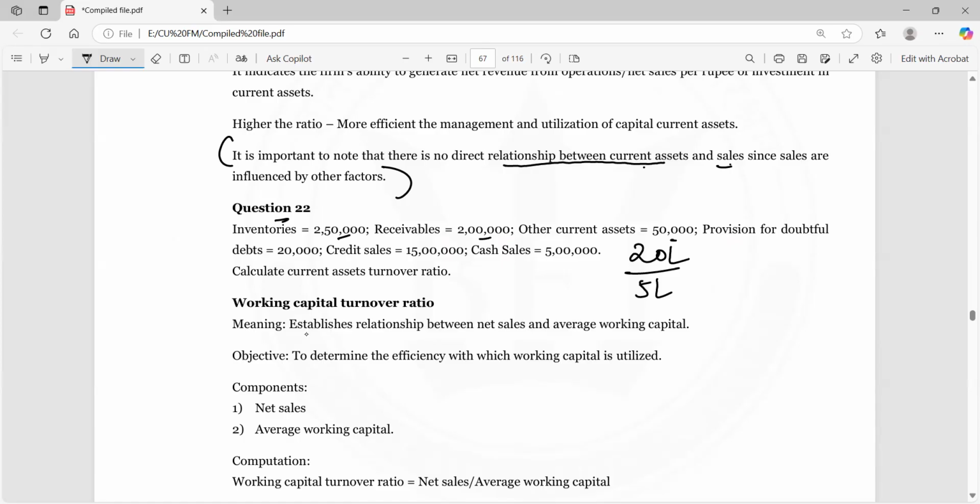No, while calculating turnover ratios, provision for doubtful debt should not be subtracted. Just now we discussed. Only for liquidity ratios, it needs to be subtracted. So how many times? 4 times is the current asset turnover ratio. Clear? Any doubt in this? Did everyone understand? Understood, right?